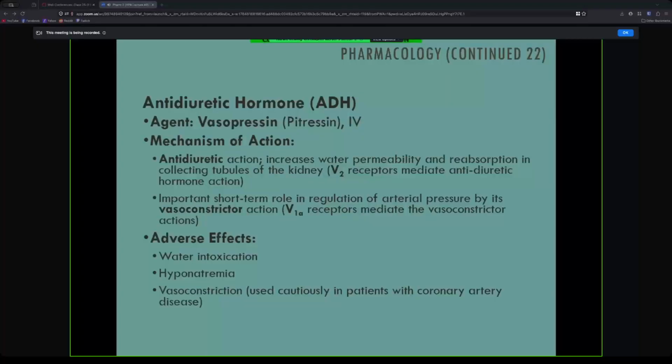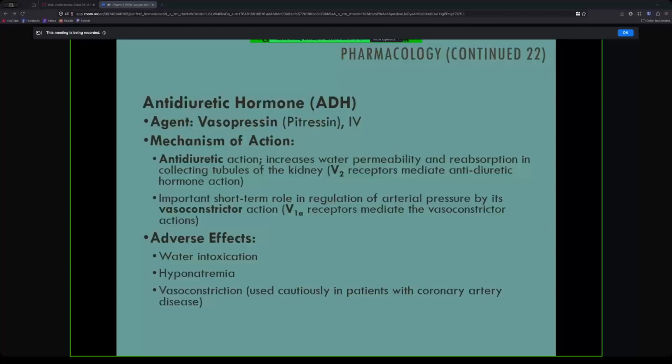So the adverse effects follow directly from this dual receptor activity of vasopressin: water intoxication or hyponatremia from V2 overactivity, and vasoconstriction from the V1 alpha activity.